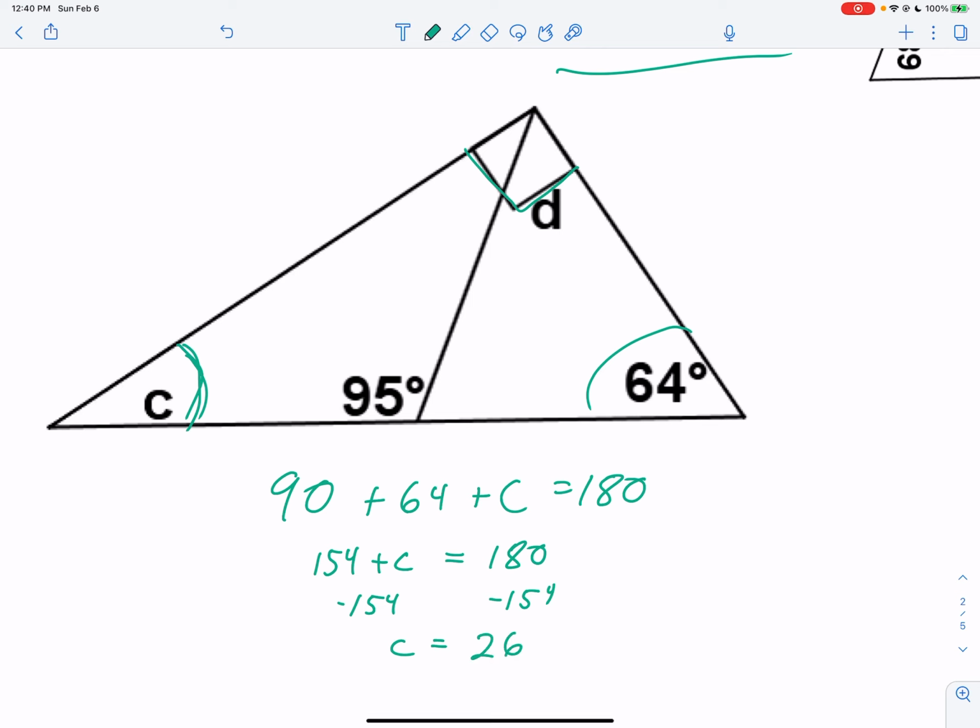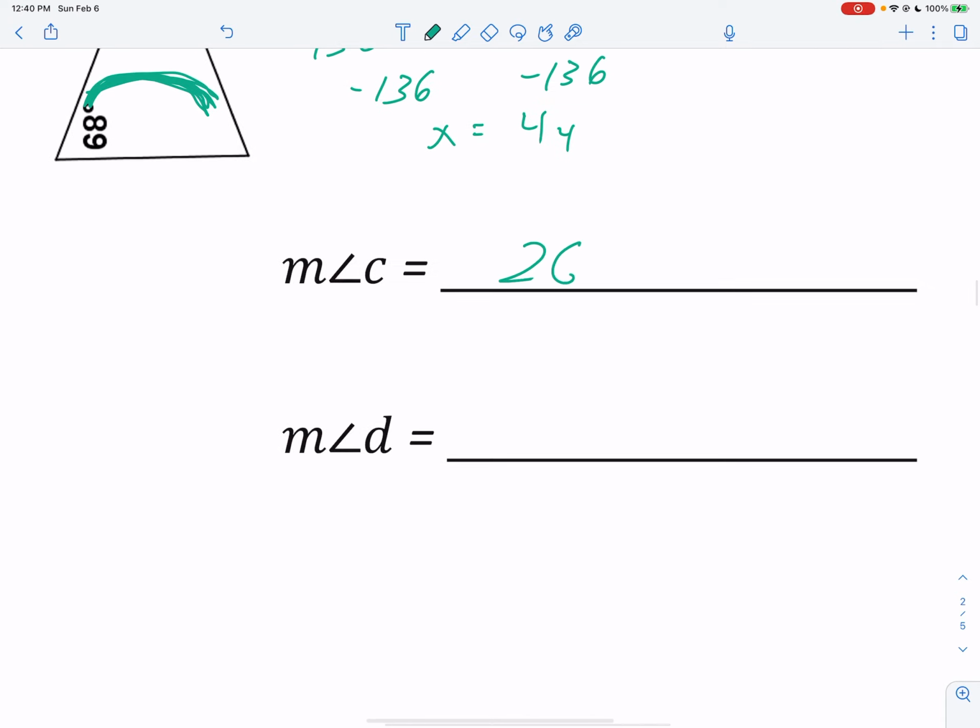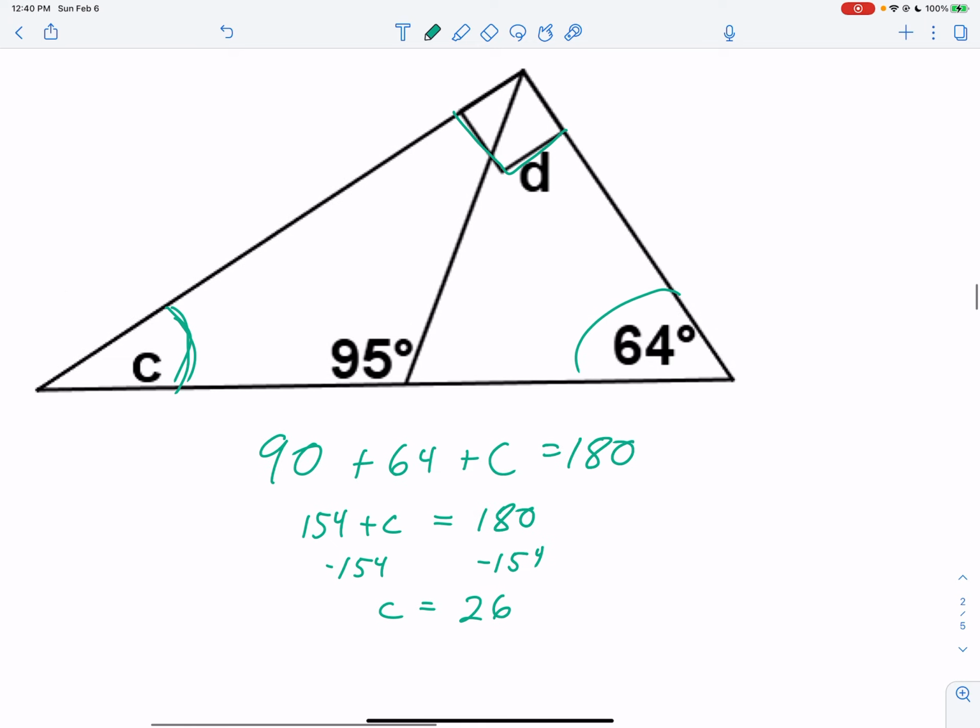I believe so. I believe it's 26. So yeah, I think we're good on 26 on that one. So now we need to figure out D. So I know a couple things.